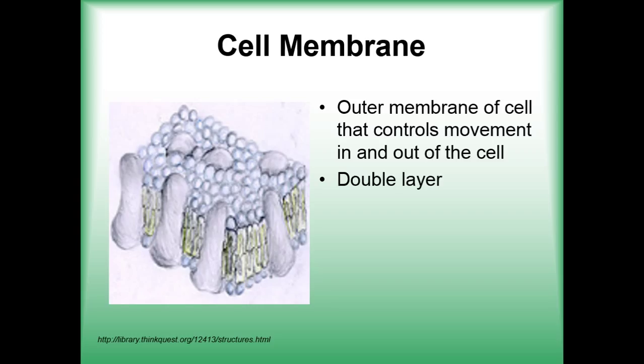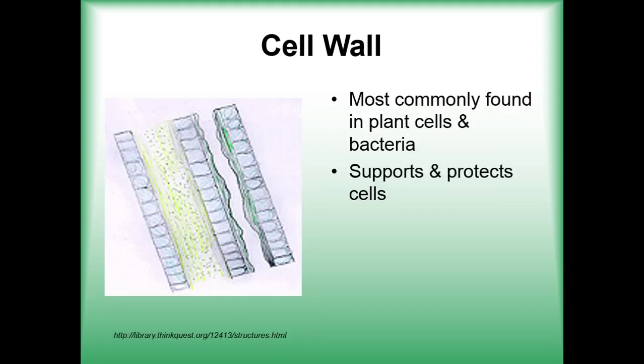So the cell membrane is the outermost part of our cell, and its function is to control what enters and leaves the cell. It's a double layer of phospholipids, and we will concentrate on this in detail in the next chapter. The cell wall, again, is found in plants and some autotrophic bacteria, and it helps give them support and protection. All bacteria contain cell walls. It's just made of a slightly different material than a plant's is.